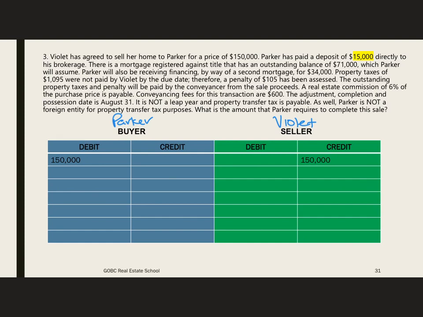Parker has paid a deposit that goes directly to the brokerage. Because it's going to the brokerage, we need to give Parker credit for that deposit. And we don't give credit or debit to Violet at all because it's going directly to the brokerage and it has nothing to do with the seller.